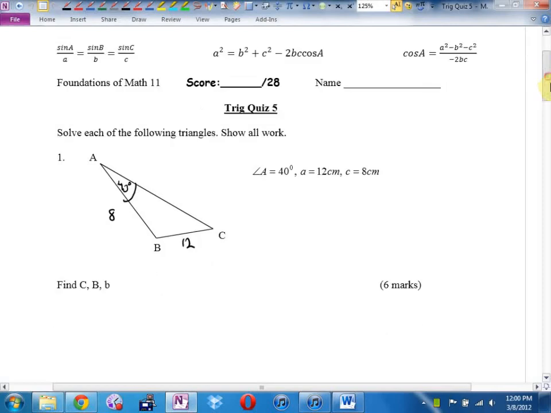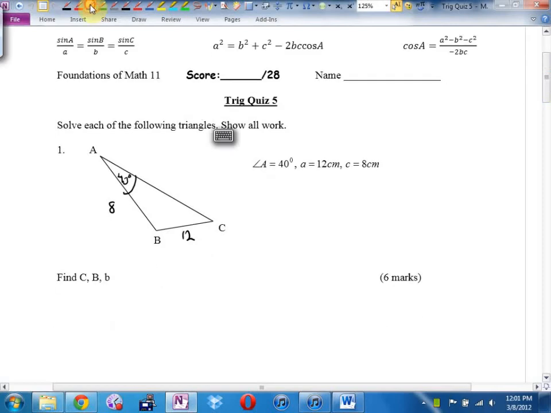So here we go, trig quiz number 5. This has a little bit of everything on it. So mark your own, honestly. Do my usual silly joke there.